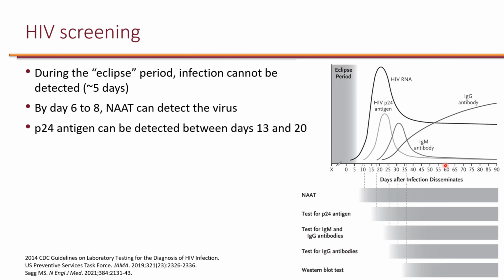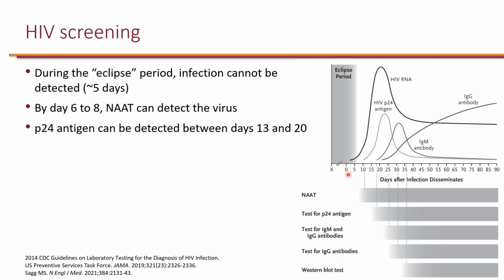Okay, let's take a look at HIV serology. In this figure on the x-axis, we're looking at time in units of days after exposure to HIV. The first few days are referred to as the eclipse period, and it basically means that it takes a while for the HIV to replicate and become detectable. What we use to detect HIV the soonest is the nucleic acid amplification test, which can detect it by day 6 to 8, whereas within the first 5 days, it's going to be undetectable.